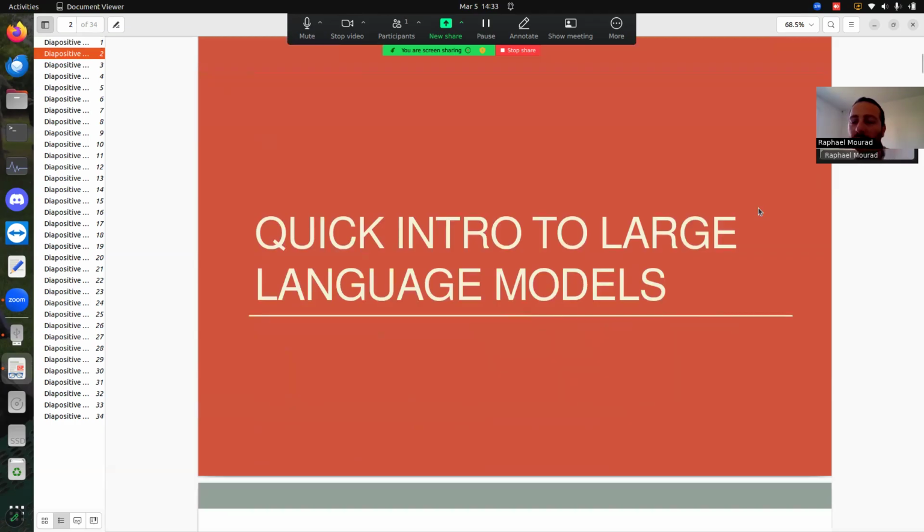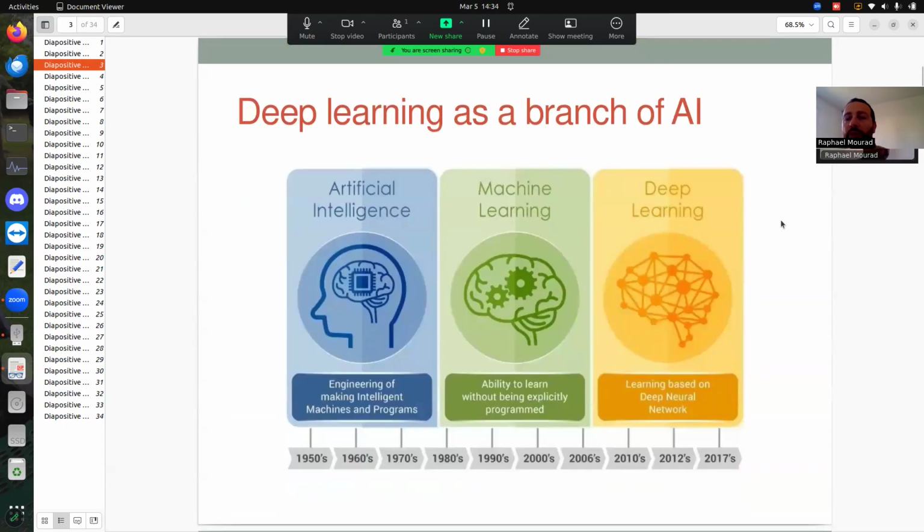So here is first a quick introduction to large language models. I will first talk about deep learning as a branch of AI. Basically, you can consider that AI, as artificial intelligence, was mostly developed during the 50s, 60s, 70s. And then during the 80s, 90s, 2000s, machine learning was introduced, where you can train a model based on data, and this model can take decisions. That's why you call it machine learning.